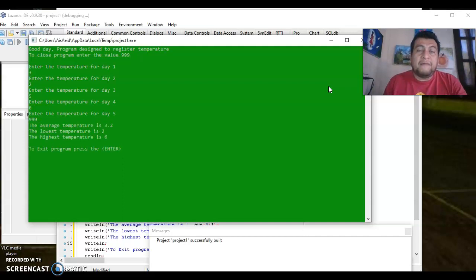But if I press enter, it gives me 3.2, which is actually counting the fifth loop. It's dividing 16 by 5, which gives me 3.2, and that is wrong. The lowest is giving me correct and the highest is okay.